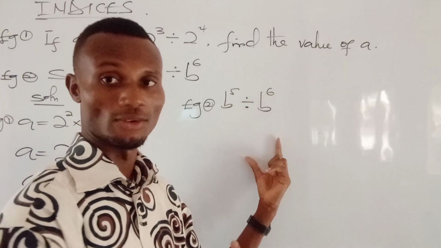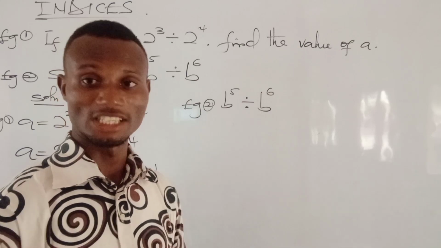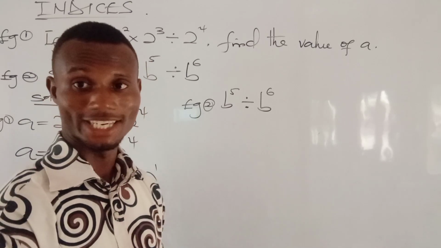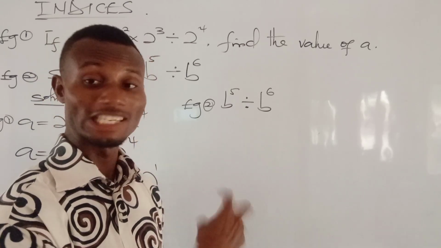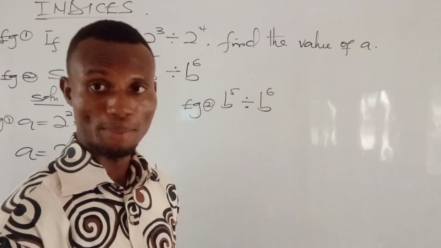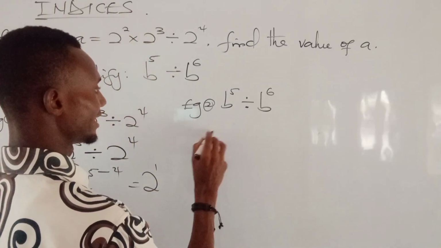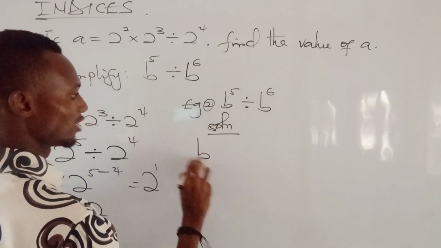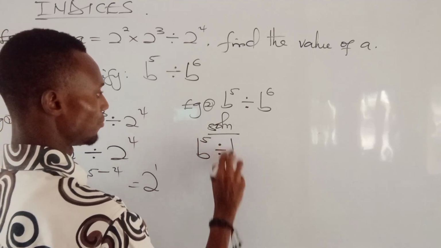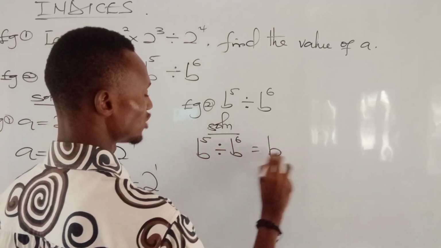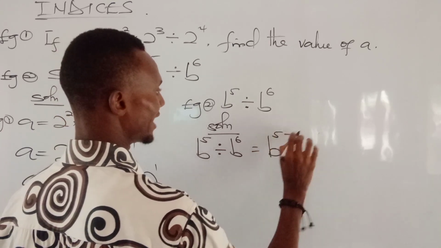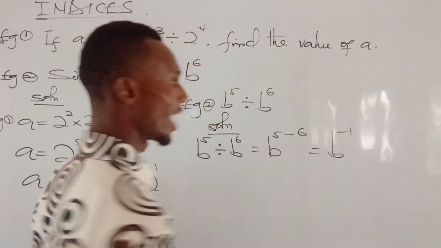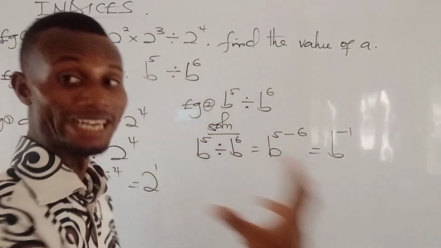You can see they are dividing, so we are going to apply the division law of indices, which says that if the bases are the same and they are dividing, all that you have to do to simplify is to just pick one of the bases and subtract the powers. So let me write my solution. I have b to the power 5 divided by b to the power 6. It's going to be b to the power 5 minus 6, and that will give you b to the power negative 1, because 5 minus 6 gives negative 1.